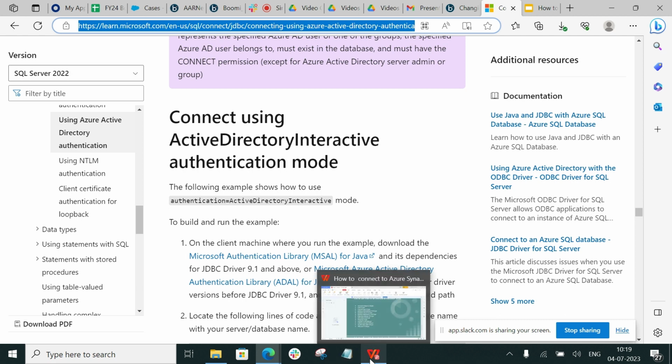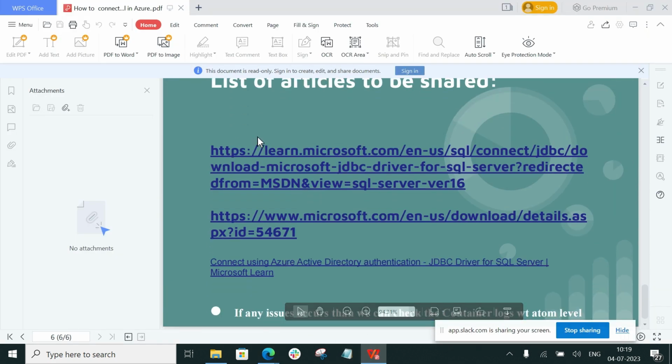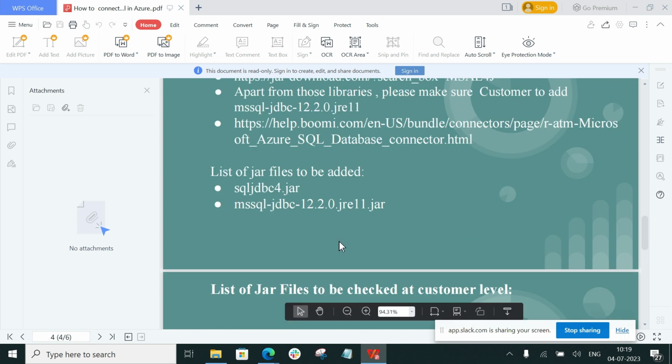So this is the list of most commonly used, helpful articles we can share with the customer. And if any errors occurred, then we have to check the autumn level container logs and reinvestigate further. Most probably by adding these jar files, this issue will be resolved.